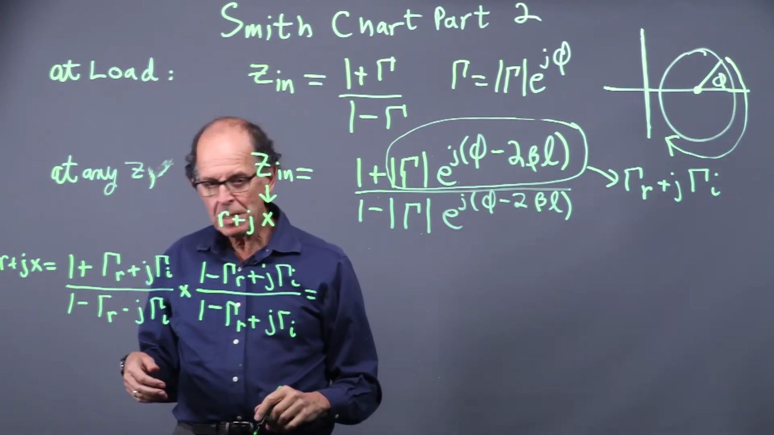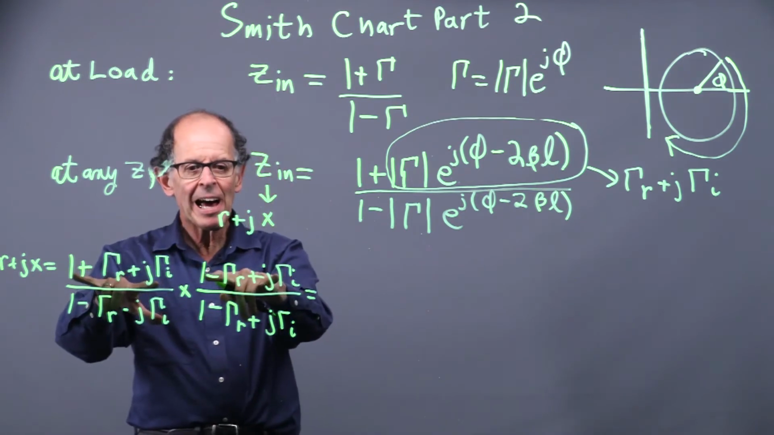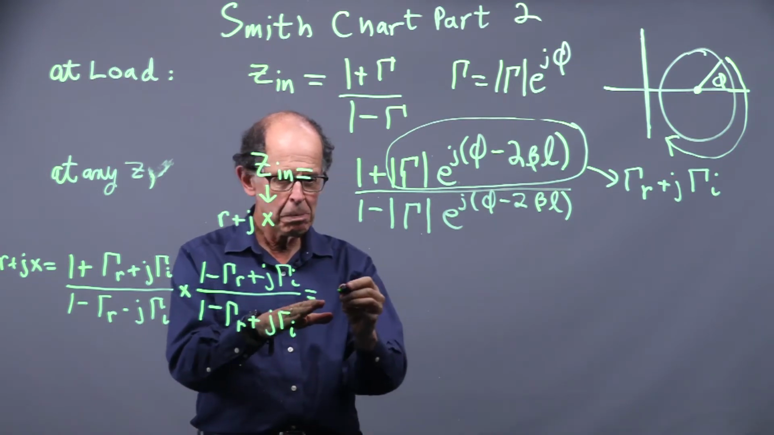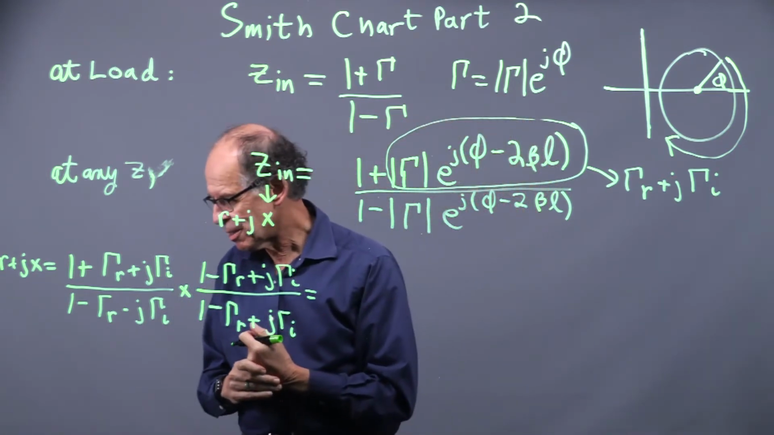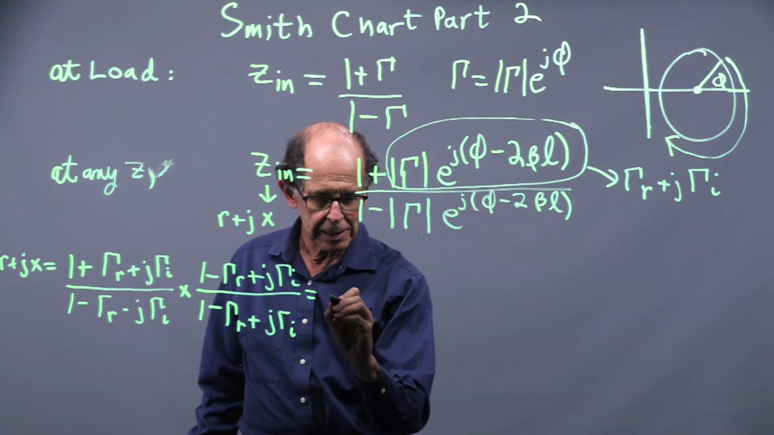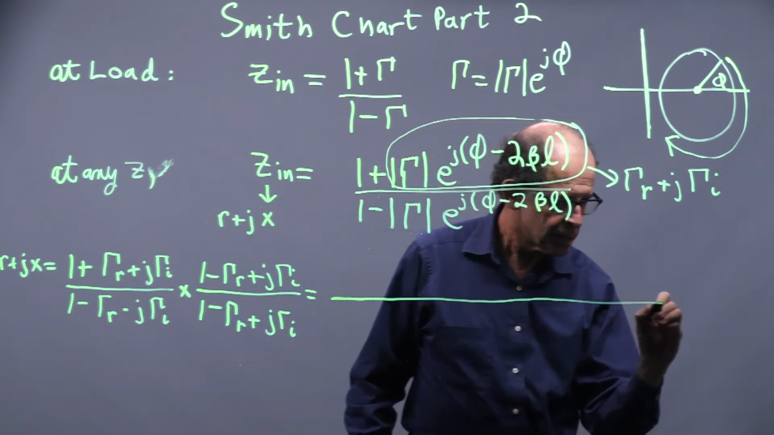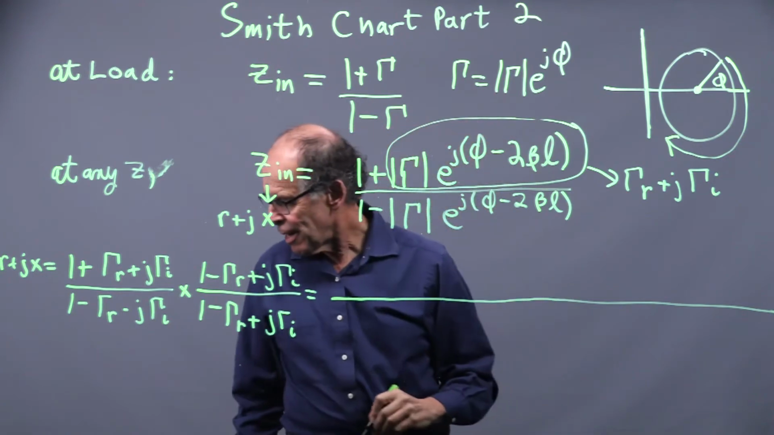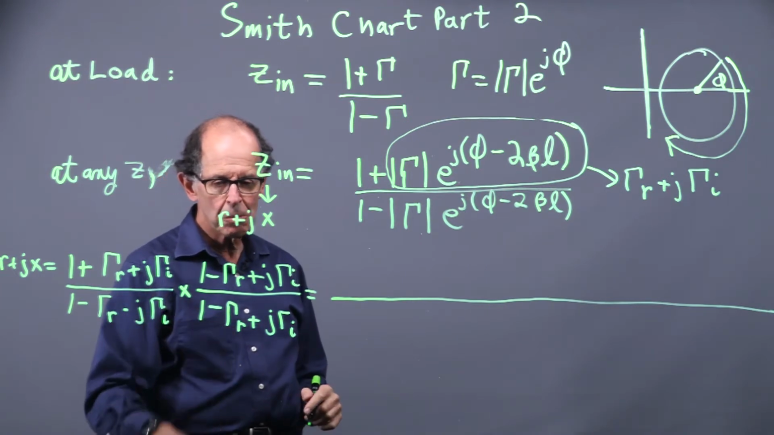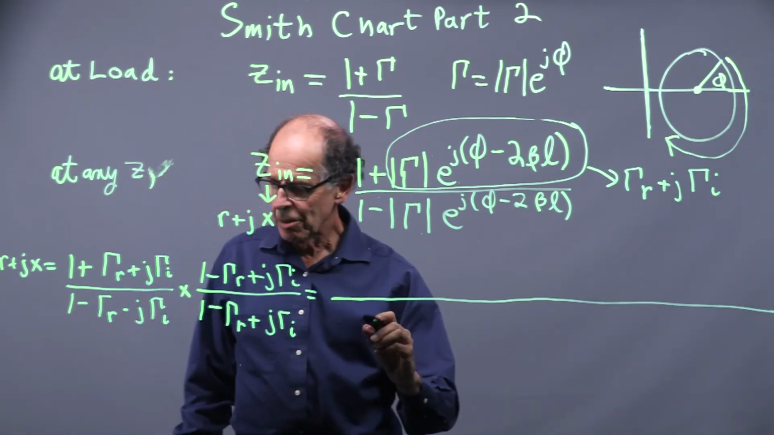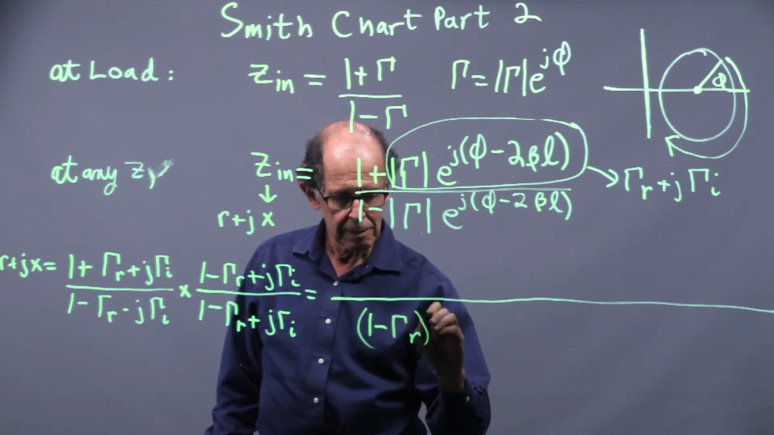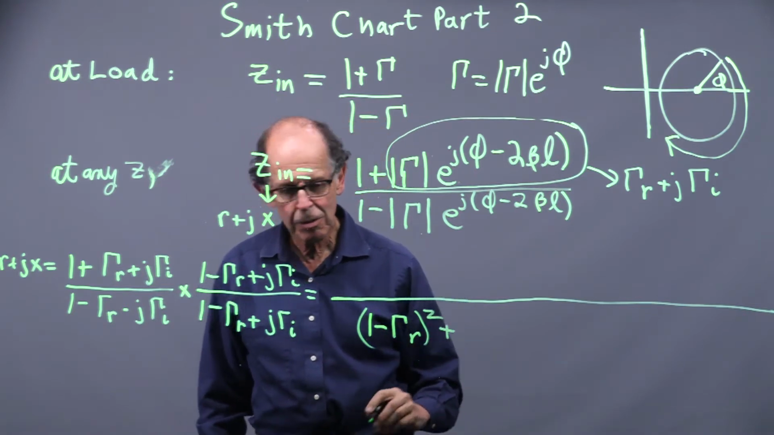Now, this is not going to be nice because we're going to have 9 terms in the numerator. That's why I hope all 9 terms fit across here. Wow, this is going to be a challenge. So let me see if I can do it. 9 terms. And the bottom is easy because this is real, that's imaginary. So we know what that is. It's going to be the real part all squared plus the imaginary part all squared.